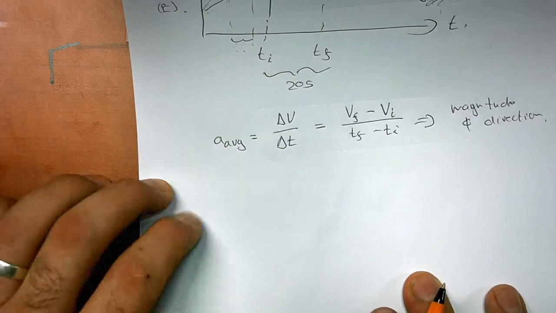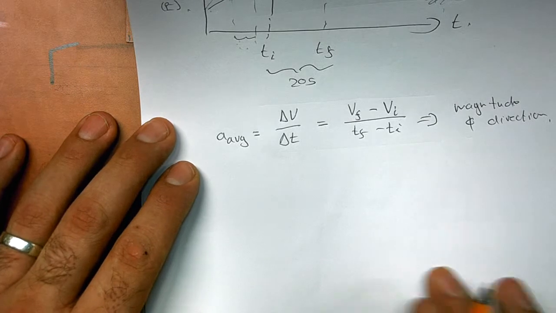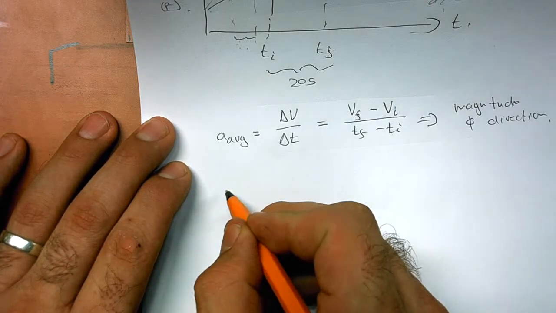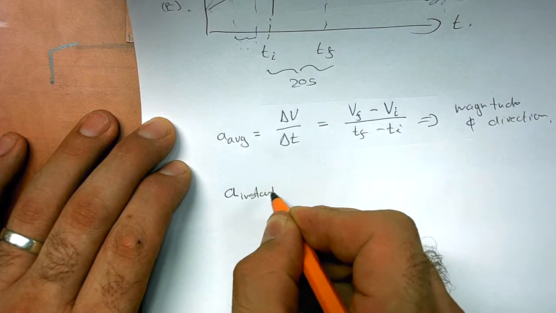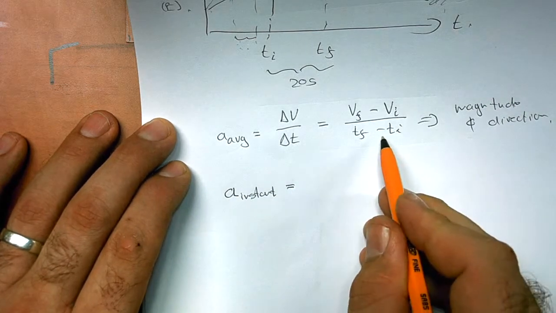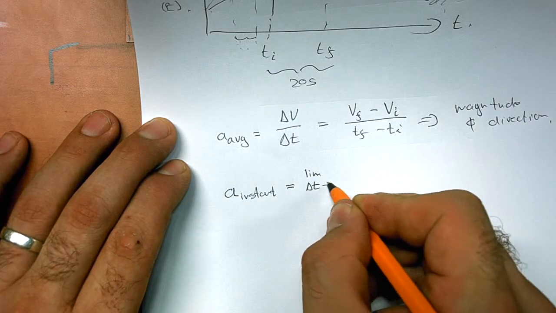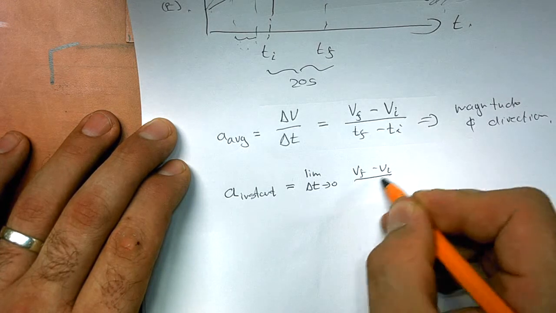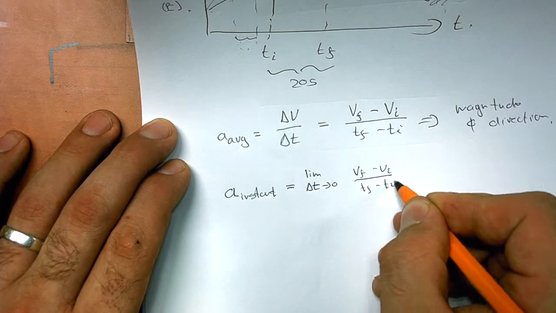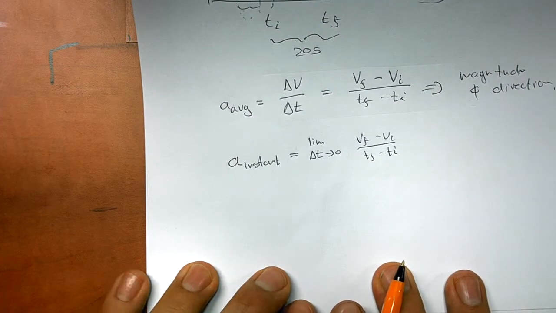And like we did again with the velocity, we can define an instantaneous acceleration. So the acceleration at an instant as just the average acceleration, but again where we make this time interval as small as it can be without being zero. So that's how we define instantaneous acceleration.